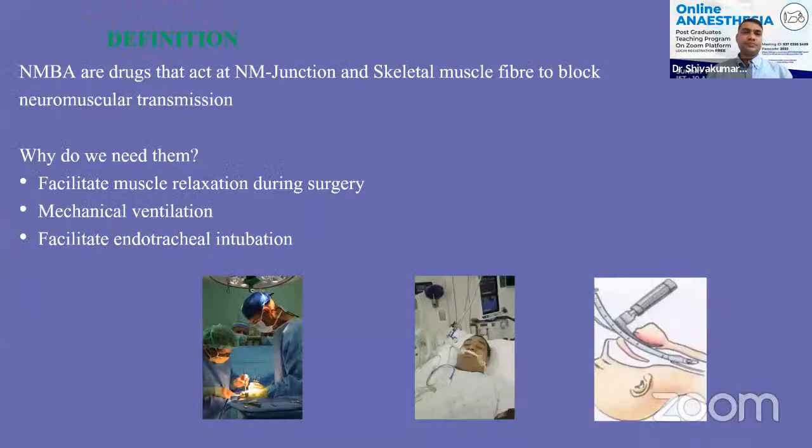Mivacurium was introduced in the 1990s, and recently gantacurium was introduced in 2020. Coming to a definition, neuromuscular blocking agents are the drugs that act on the neuromuscular junction and skeletal muscle fibers to block neuromuscular transmission. It's so simple.